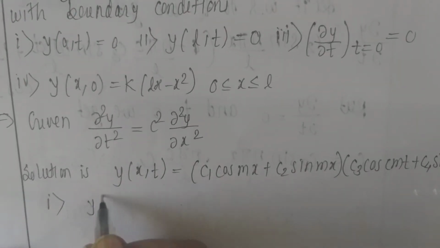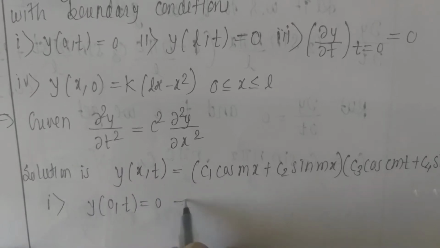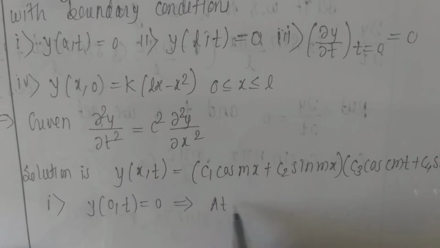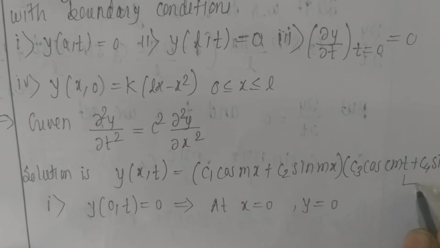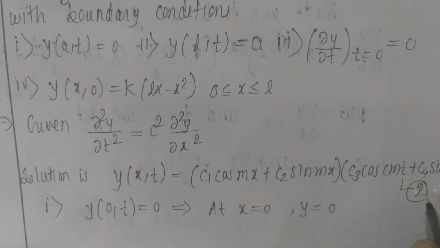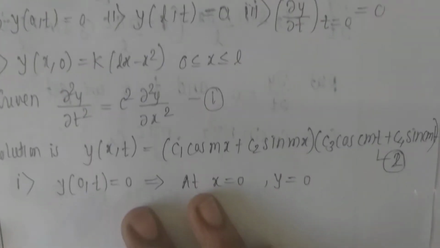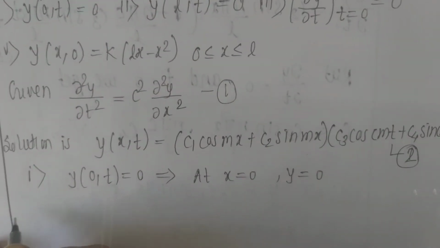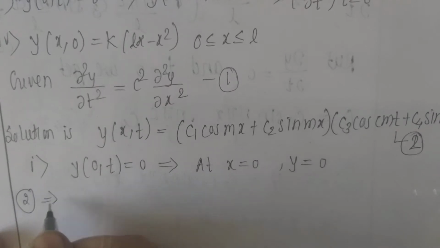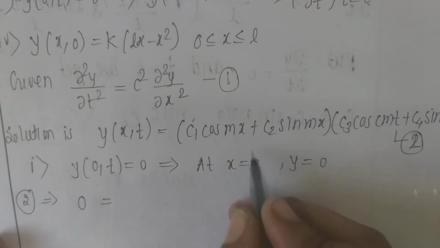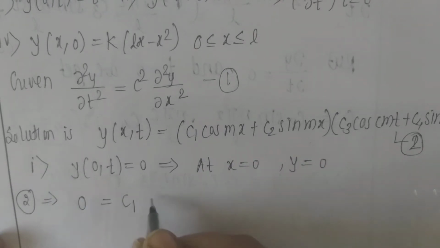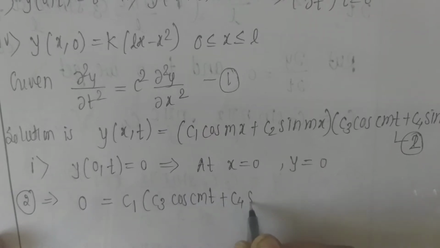First condition is given as y of 0,t is equal to 0. What is the meaning of this condition? At x is equal to 0, y value is equal to 0. So put this in equation number 1. I am denoting this equation as number 2. So y is equal to 0, equal to c1 into cos of mx with x is equal to 0. So cos 0 is 1, sin 0 is 0. The next bracket remains as it is, c3 cos of cmt plus c4 sin of cmt.